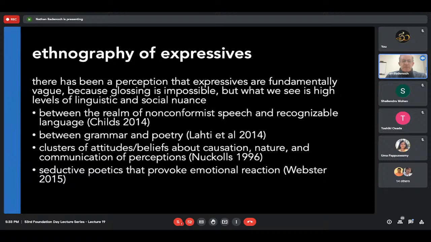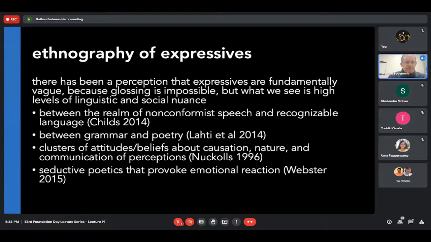What's been said recently about expressives that's new and exciting, from my perspective, is that a more ethnographic approach to looking at these words provides a lot of insight. There's generally been a perception that expressives are vague, as I mentioned, because glossing is quite difficult, if not impossible. But what we do see when we look at expressive use is that there are very high levels of linguistic and social nuance.